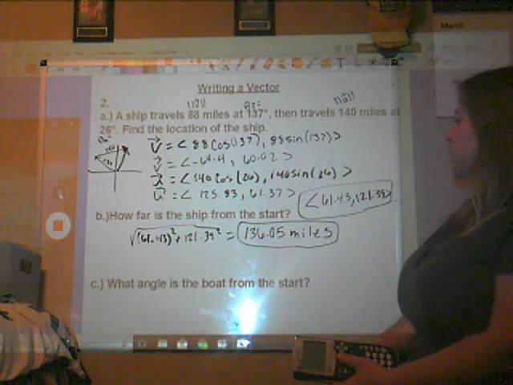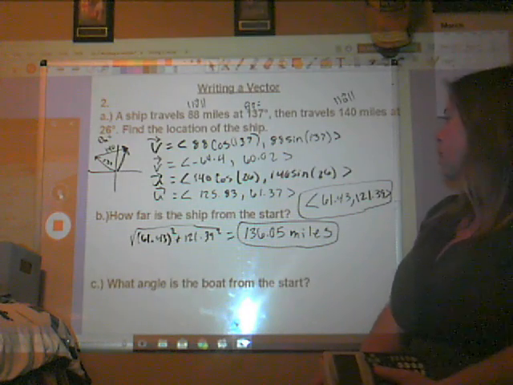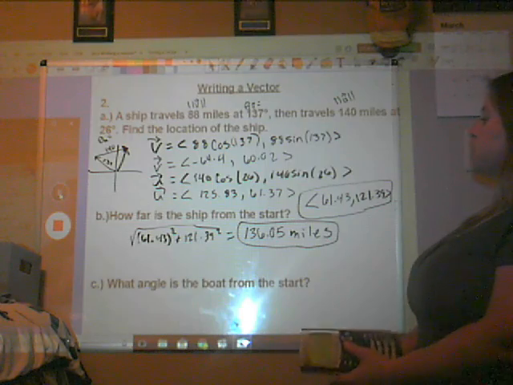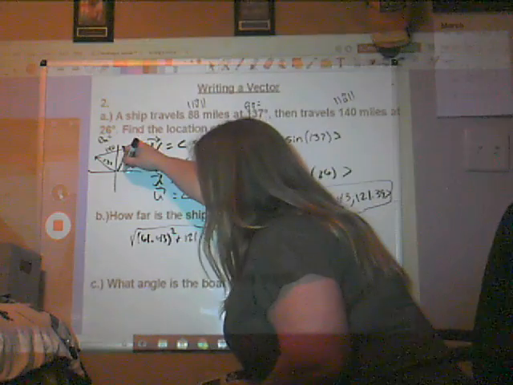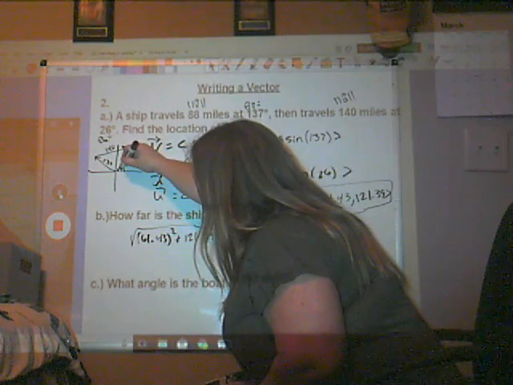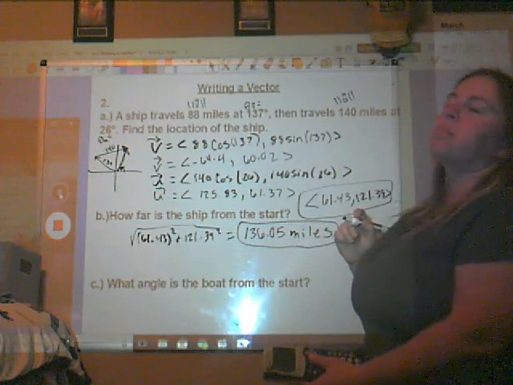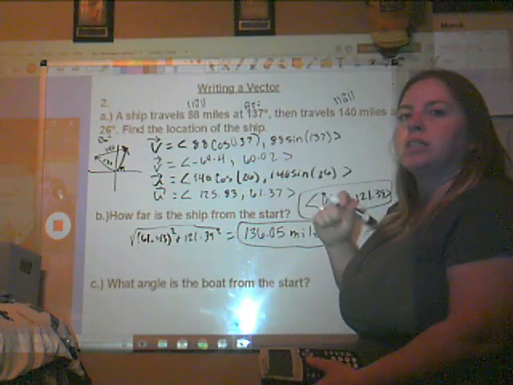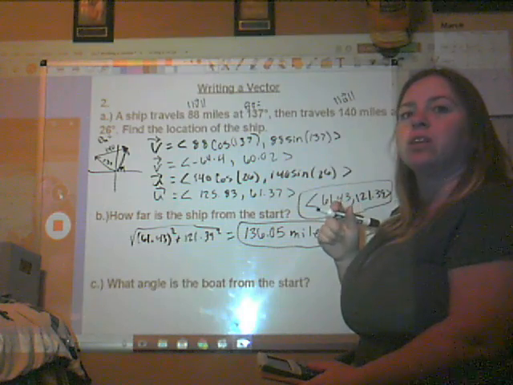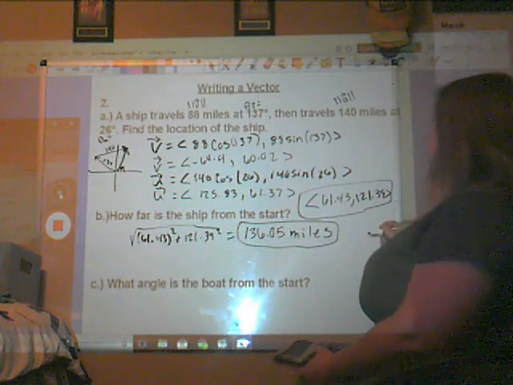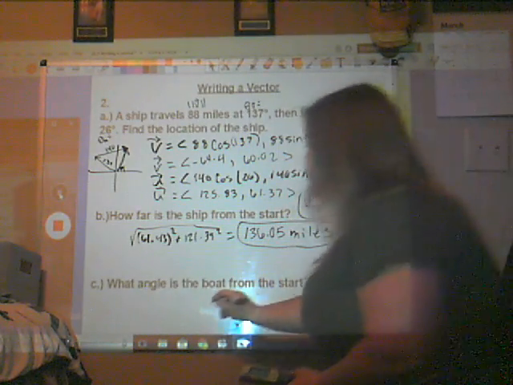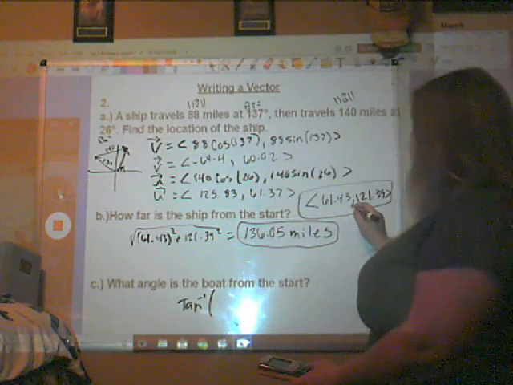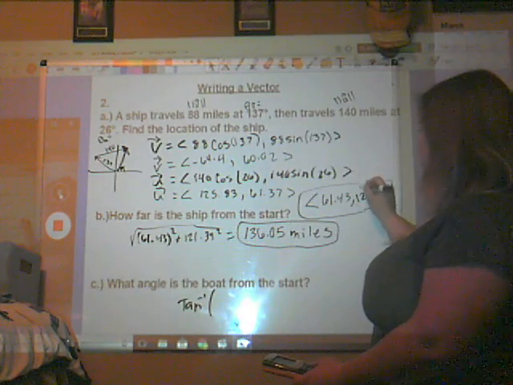So this next part says, what angle is the boat from the start? So that means we're looking for the angle of this vector. So just like we did in the lessons ago, finding the angle of a vector. Okay, so to find the angle of a vector, we do the tangent inverse of y over x. Remember, we're still looking at this new vector that we have here.